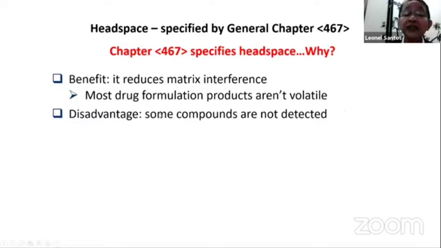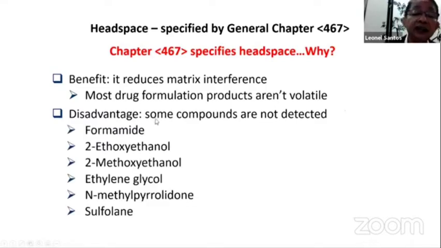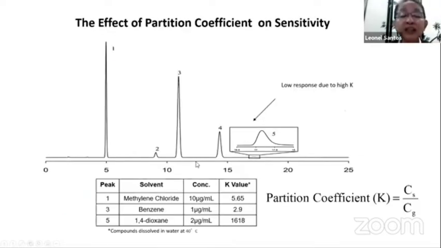The disadvantage is that some of the compounds are not detected. And some of these compounds that are not detected using headspace are listed here: formamide, 2-ethoxyethanol, the ethanol types, the glycol ones. And this chromatogram shows you why. Because the first two big peaks, which are the methylene chloride and the benzene, have partition coefficient values of less than 10.